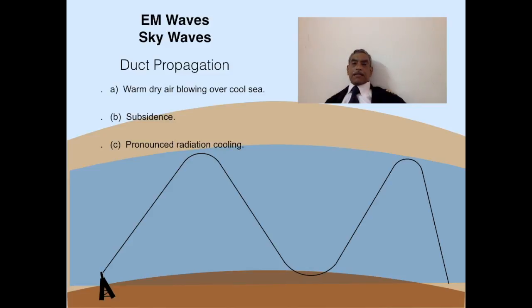The basic conditions that are required are warm, dry air blowing over the cool sea, subsidence and pronounced radiation cooling. Of course, there's more to be covered, but just to keep the time restricted, I have restricted the content at this point, and you can go through the theory and learn further. And if there is a need, I will cover some more propagation properties in the next lesson.